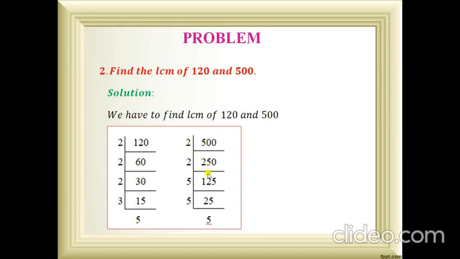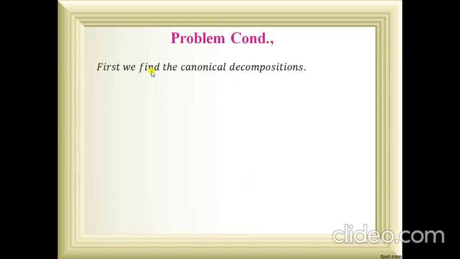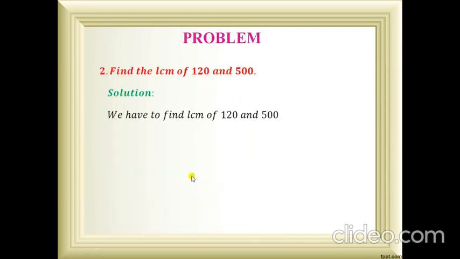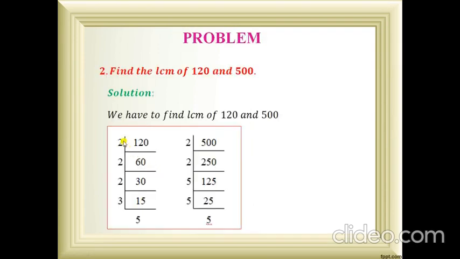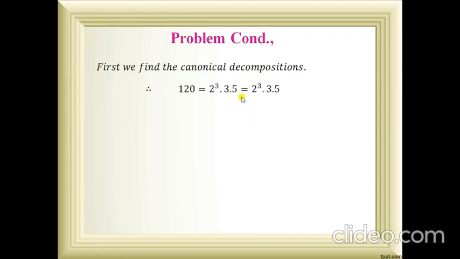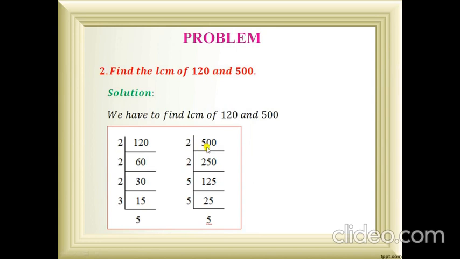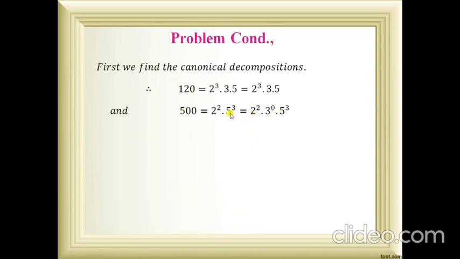500 divided by 2 is 250. 250 divided by 2 is 125. 125 divided by 5 is 25. This divided by 5 is 5. Therefore, first we find the canonical decompositions. So 120 factors are 2 power 3, 3 power 1 and 5 power 1. Next, 500 factors are 2 power 2, 5 power 3.